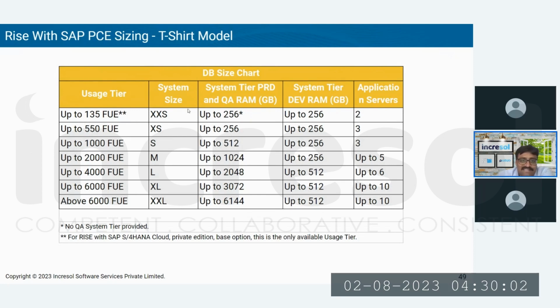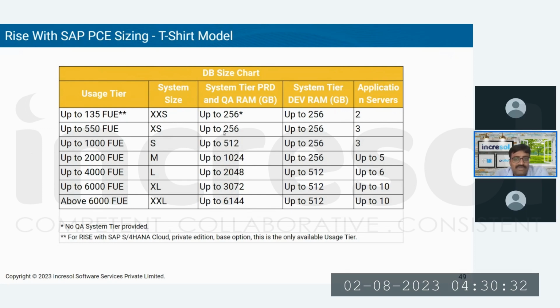This XXS size, extra small, is one of the sizes of your infrastructure or the SAP landscape size. It comes with 256 GB RAM for your production environment, and 256 GB RAM for your quality environment, and 256 GB RAM for your development environment. In the case of extra small, it's a 2-tier landscape. It's not a 3-tier, so there won't be any quality. Only 2 systems will be there. But in the next level, you get all 3 systems, and up to 2 application servers.